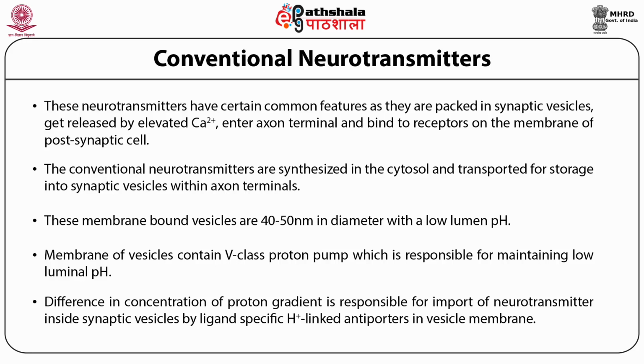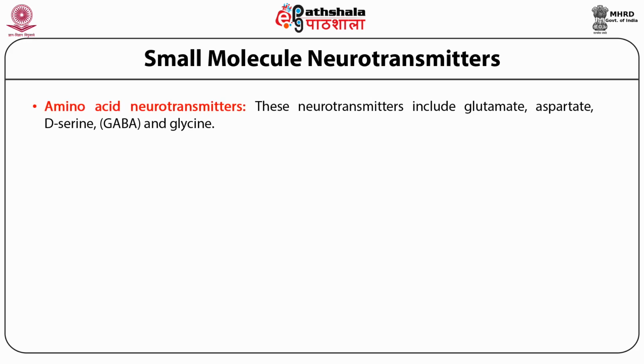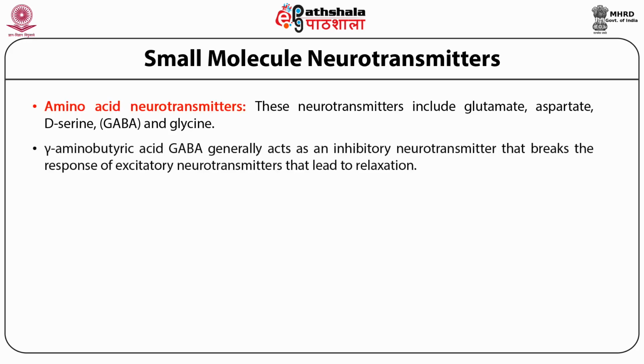vesicle membrane. Among conventional neurotransmitters, small molecule neurotransmitters is a class in which you will find the amino acid neurotransmitters. These neurotransmitters include glutamate, aspartate, D-serine, gamma-aminobutyric acid, and glycine. Gamma-aminobutyric acid generally acts as an inhibitory neurotransmitter that breaks the response of excitatory neurotransmitter that leads to relaxation.